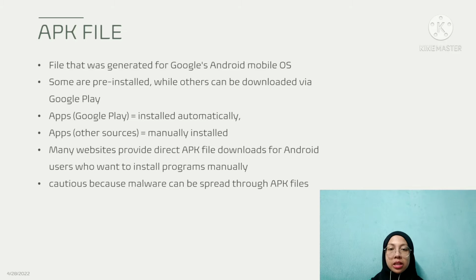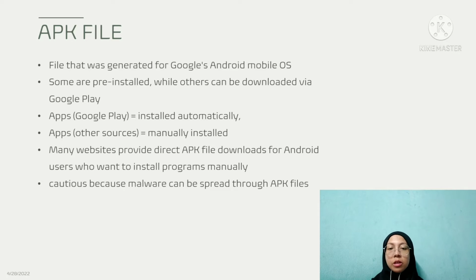An Apk File is a file that was generated for Google Android mobile OS, and some Android apps are pre-installed while the others can be downloaded via Google Play. Apps obtained from Google Play are installed automatically, but apps downloaded from other sources must be downloaded manually. Android handles program installation in the background via Google Play or another app's distribution platform, so the consumer rarely sees Apk files.